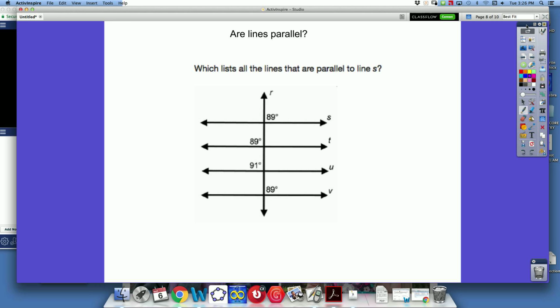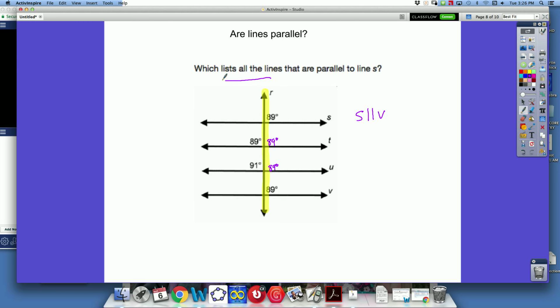So now let's look at how they might try and trick you. In this problem, first thing I'm going to do is if I didn't have it drawn, I would draw this. And then with my highlighter, I'm going to highlight my transversal to make it easy to see my corresponding angles. So basically, knowing my corresponding angles should be congruent if they're parallel. That means if this is 89, this should be 89, this should be 89, and this one should be 89. So right away, I know S is parallel to V.